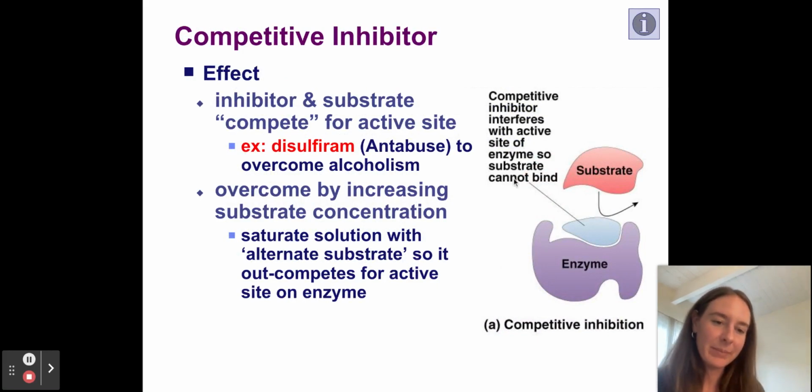So let's take a look at a picture first, and I'll kind of explain. Notice here, if we have an enzyme, and this is our active site, this right here is our competitive inhibitor. It's another molecule that's basically going to take the spot of the active site. So now the substrate can't fit.